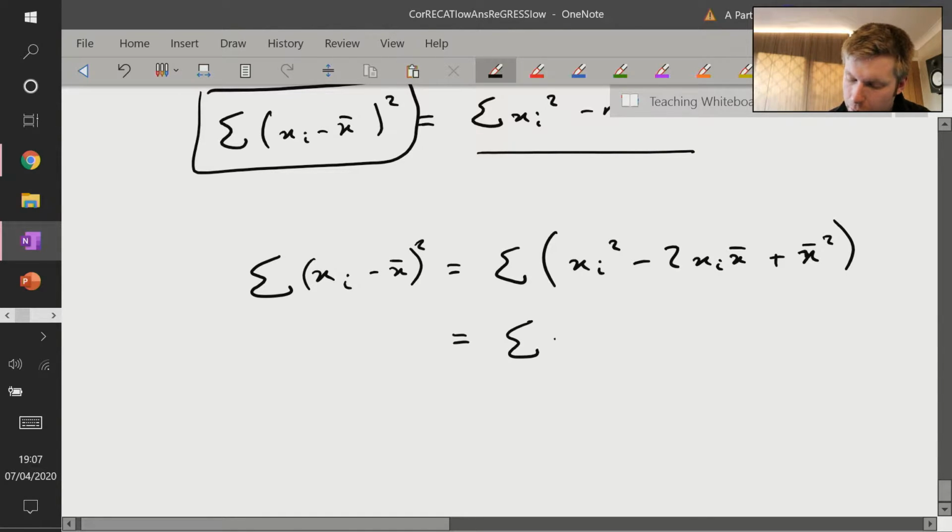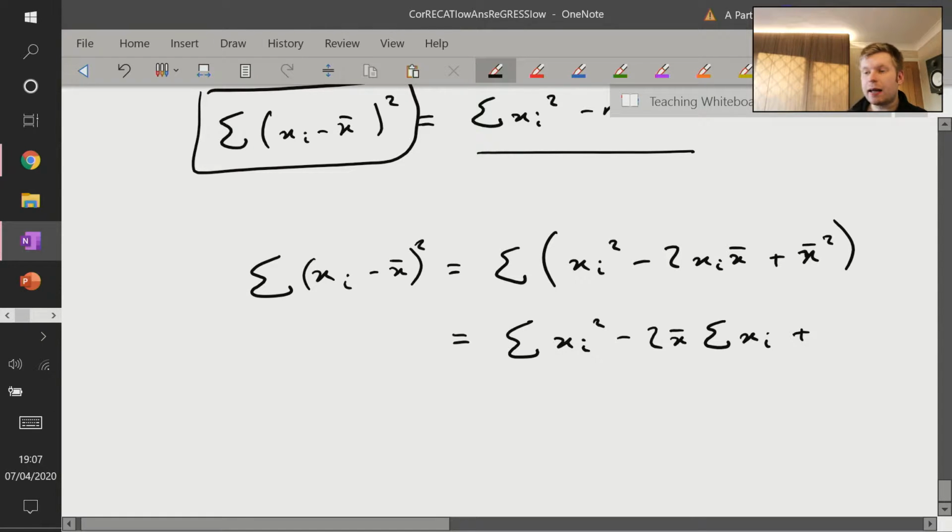So I get the sum of xi all squared minus, well, let's think about this, the 2 and the x bar, they're just numbers, okay? They're not changing with each sum, they're just a number, they're constants if you like. It's the xi which is going to be changing because that's going to be looking at different values of my independent variable in this case. So it's going to be 2 times x bar, that's my constant, and I'm going to pull it out, times the sum of xi, okay? Then I've still got x bar all squared.